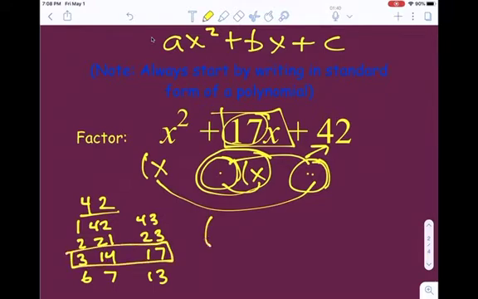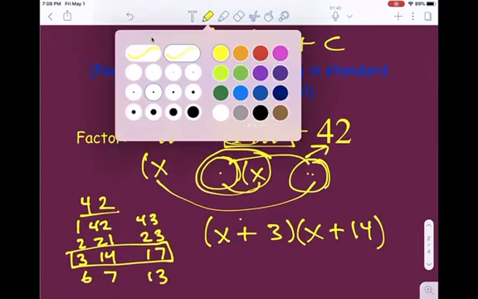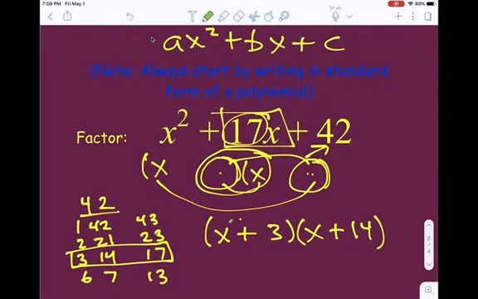And so when we write out our binomials, you're always going to start by writing your x's. I know that everything in here is positive, so these are going to be positive. It's going to be x plus 3 and x plus 14. And then all you've got to do, and I'm going to encourage you on all of these, is make sure that you are expanding this out to check your work and make sure it's right.